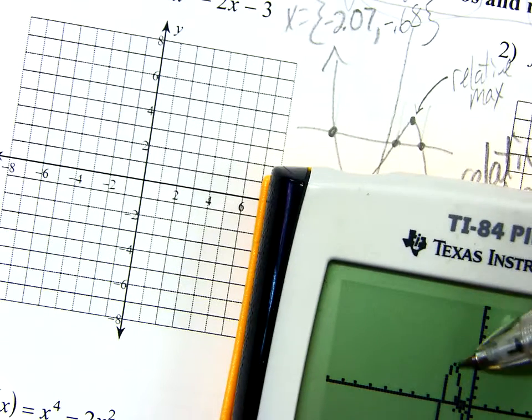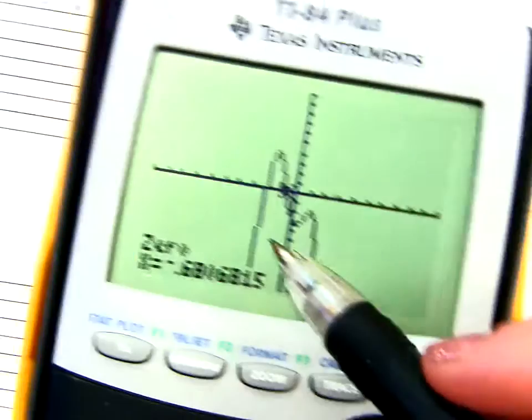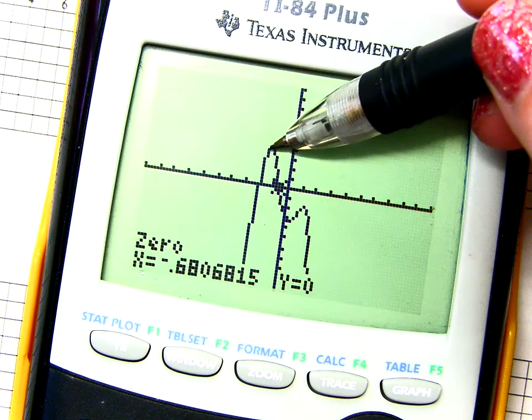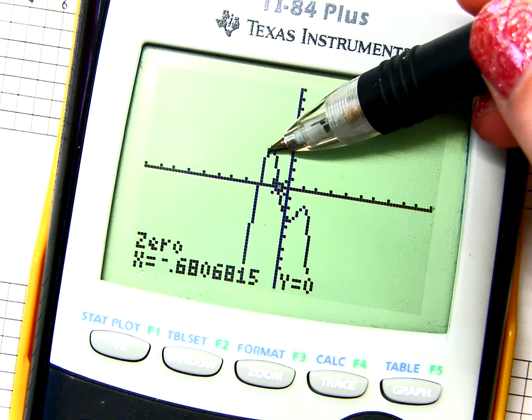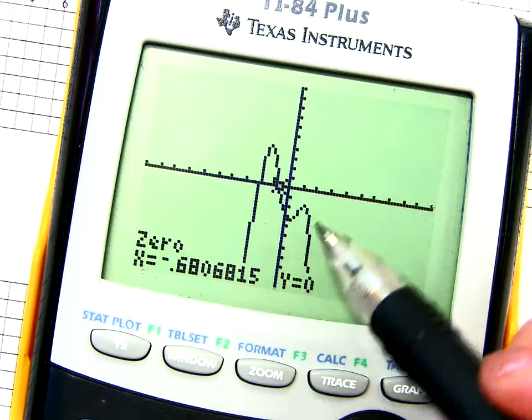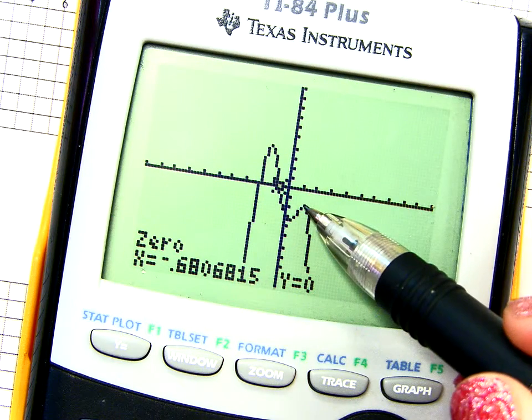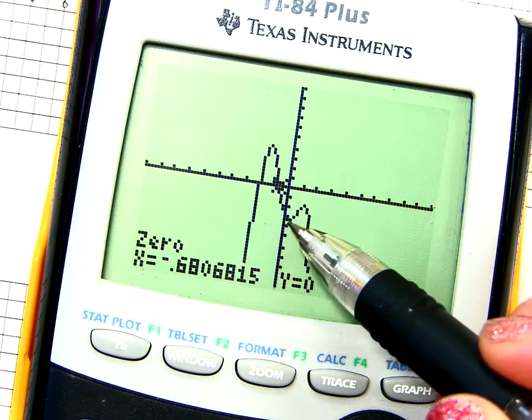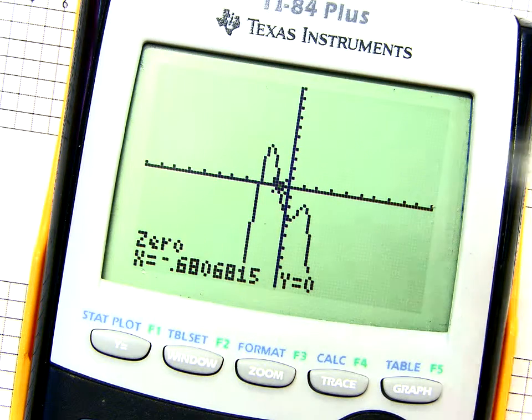Now, it's asking me to find the relative max and min. So in other words, I want to know, see that high point right there? I want to know where is that? See that there's a low point right there? I want to know where's the... Oh, sorry. That high point right there, I want to know where is that? What's its coordinate? Same thing for that high point right there. I want to know where's that one. And this low one, where's that? Well, the calculator will tell me all those things. Ready to find it?